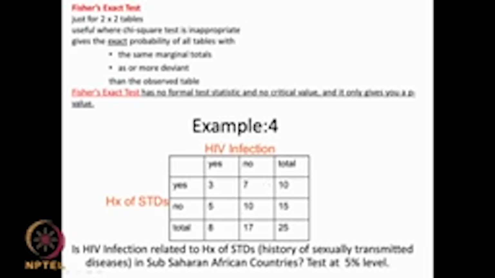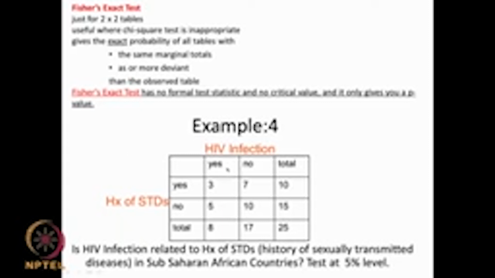Let us look at one problem. There is a 2 by 2 table. Of course, for a 2 by 2 contingency table we used to use chi-square, but here we are going to use Fisher's exact test. It does not compute a test statistic and there is no critical value, but it gives you only a p value for observing this type of numbers. So, for different types of tables it just gives you the probability.